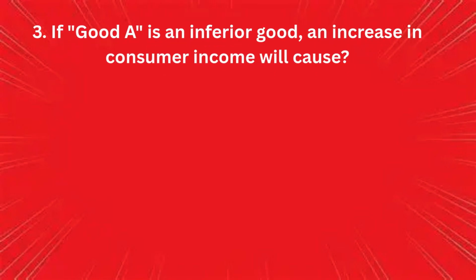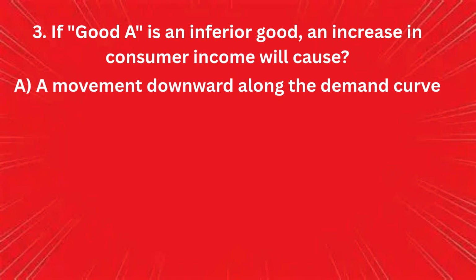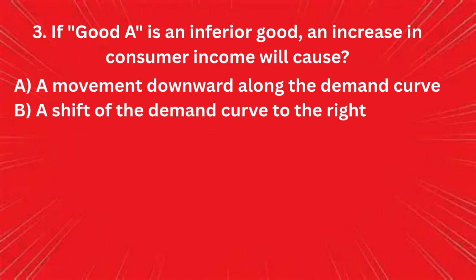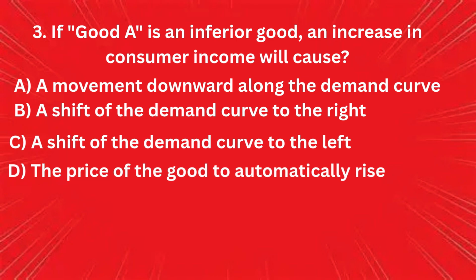3. If good A is an inferior good, an increase in consumer income will cause A. A movement downward along the demand curve, B. A shift of the demand curve to the right, C. A shift of the demand curve to the left, D. The price of the good to automatically rise.